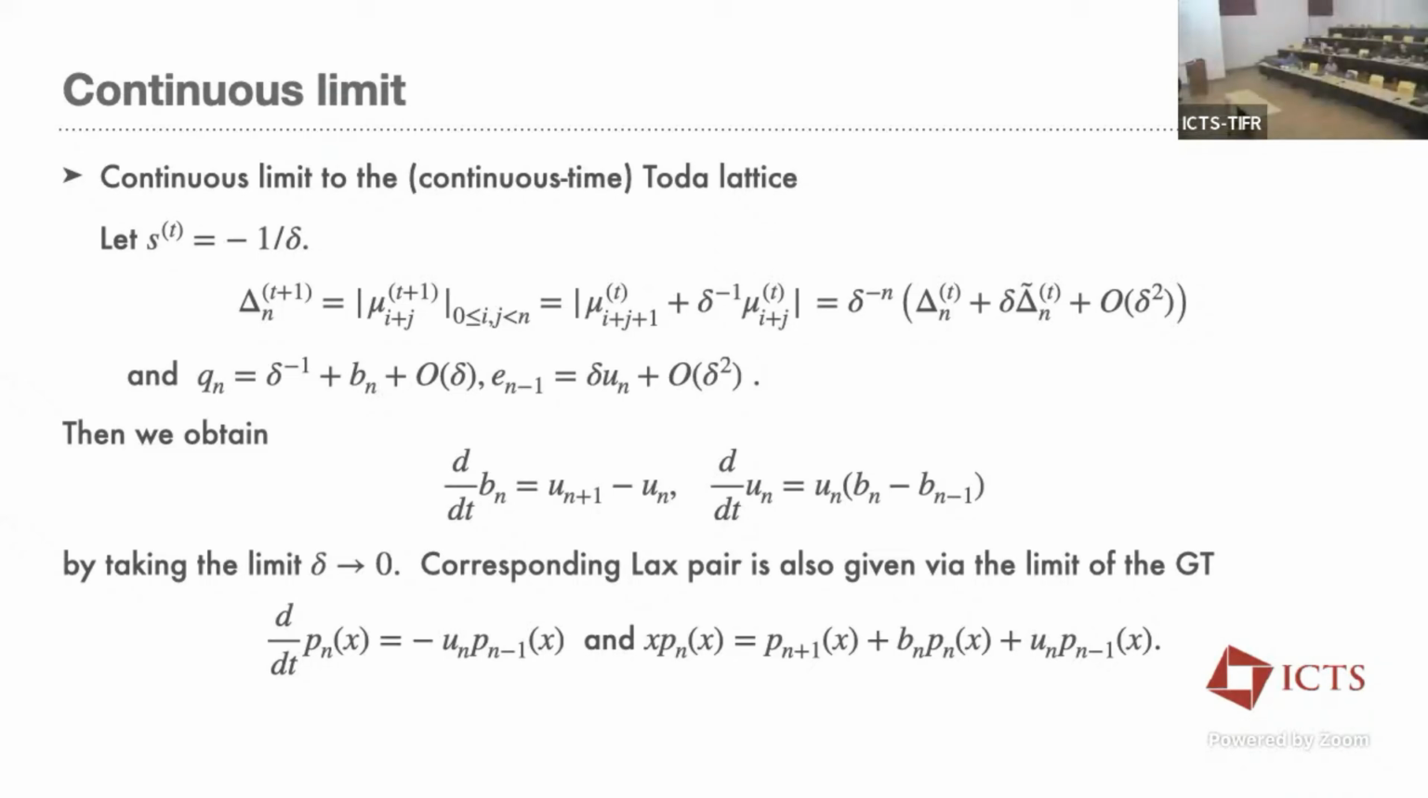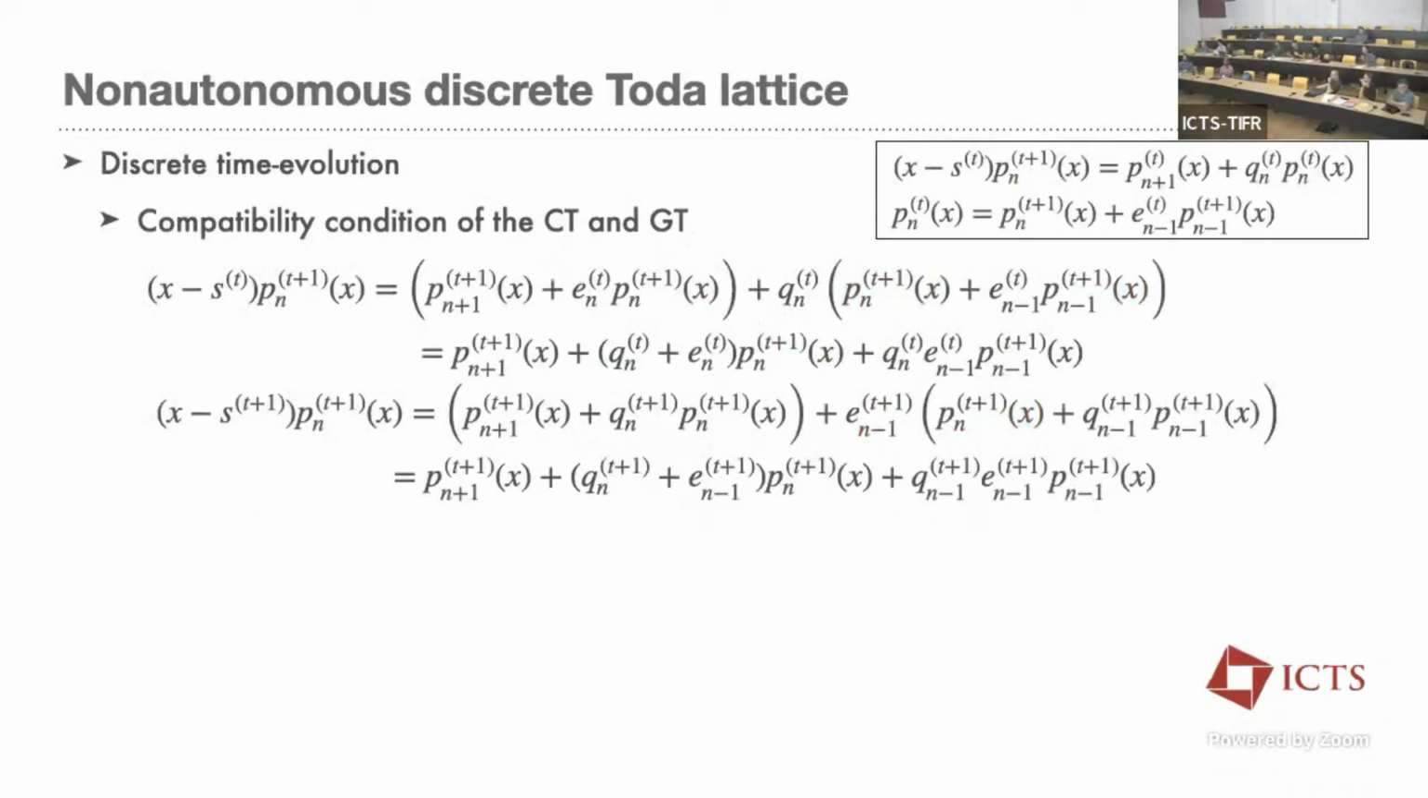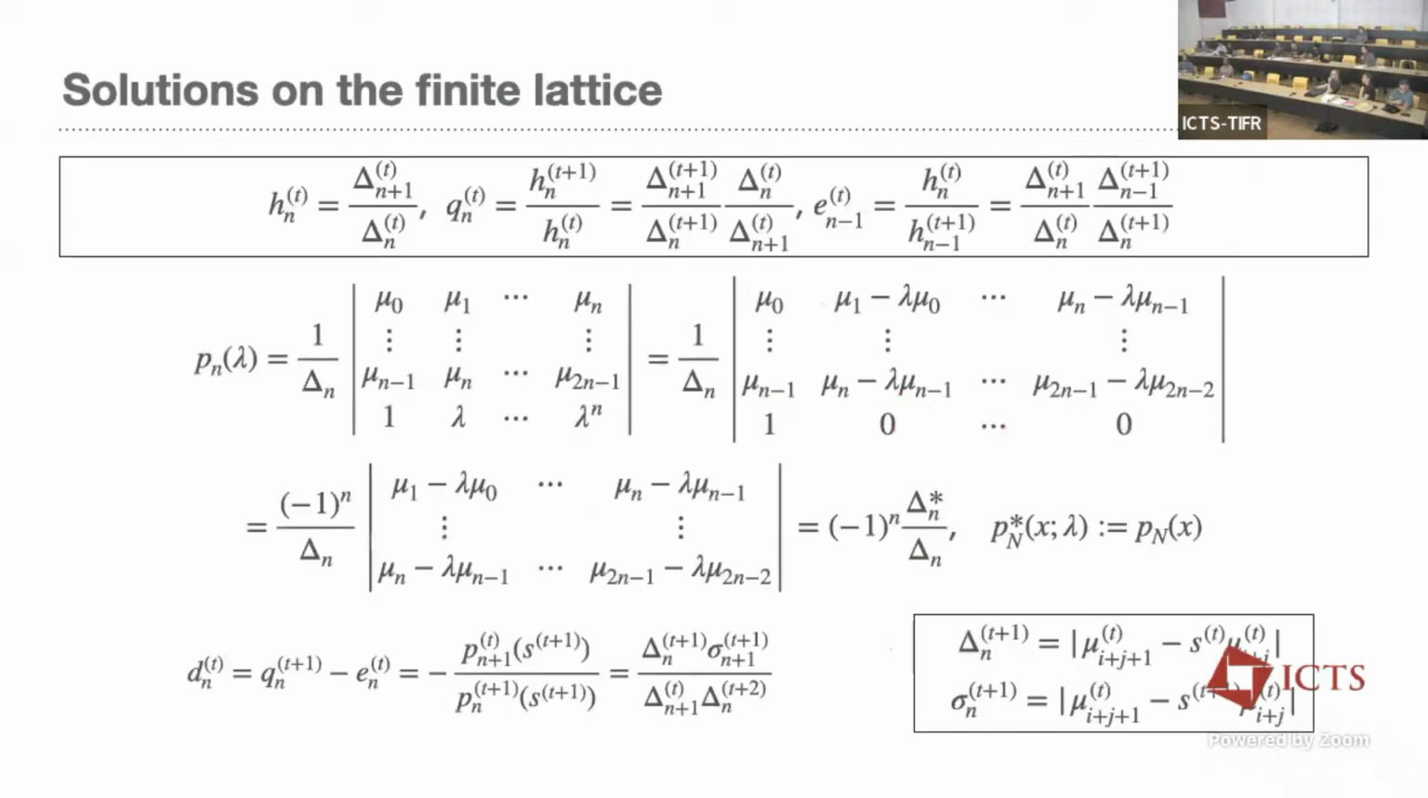People have more questions? So I missed some variables because you show so many variables. Mm-hmm. So q_n and e_n, q_{n,t} and e_{n,t}, they are written as a ratio of delta over delta like that, and a d.